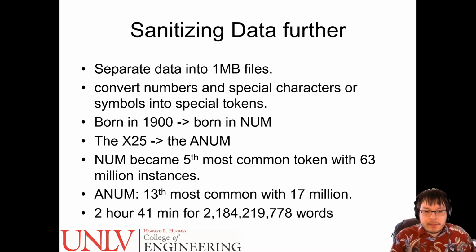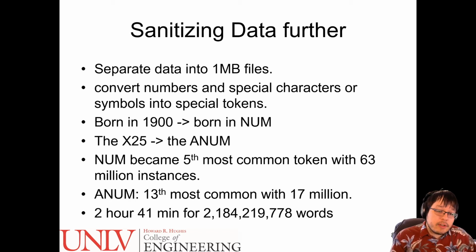After that, we separate the data into 1 megabyte files, and we convert any special characters, like numbers or a mixture of numbers and letters or special symbols, into tokens like num and anum. And these become very common once we generate the n-grams. The num token, which means numbers in our data set, was the 5th most common token with 63 million instances, which is to be expected because numbers are very popular. When you're reading something or when you're talking, you use numbers very often.